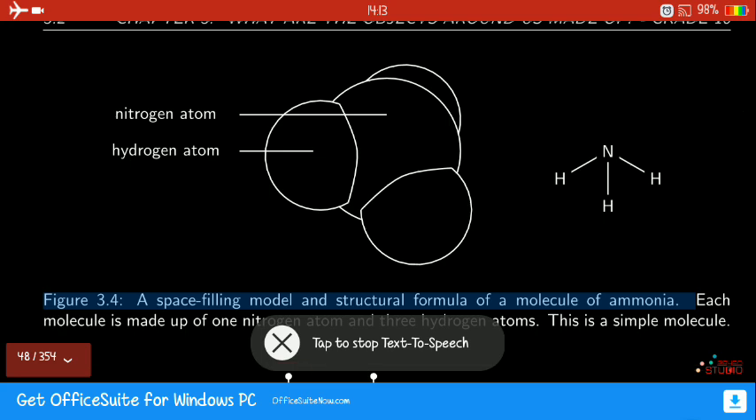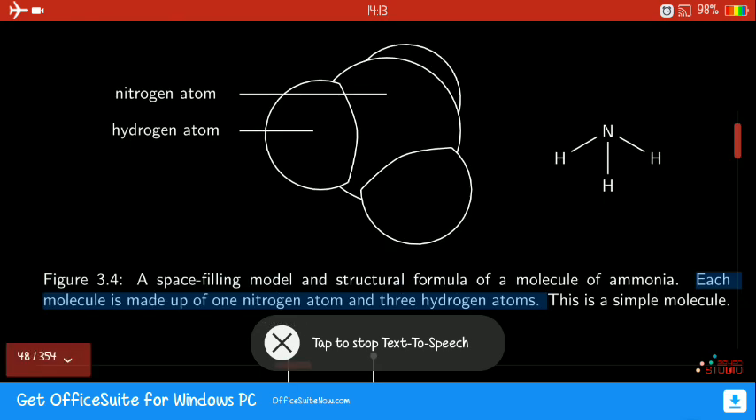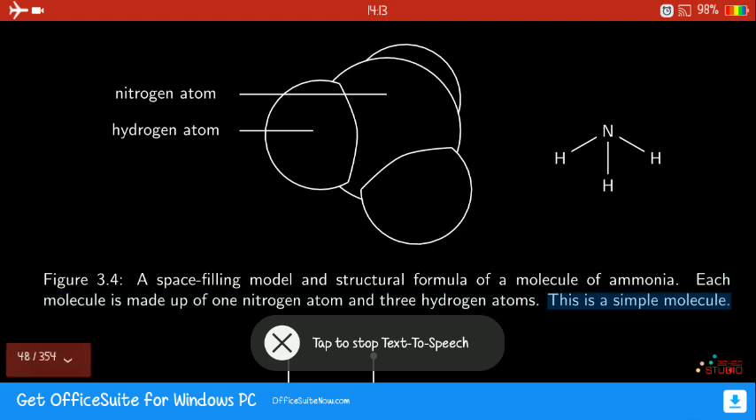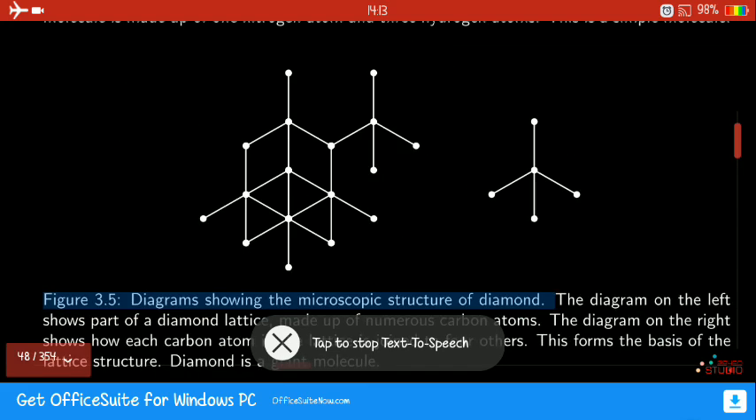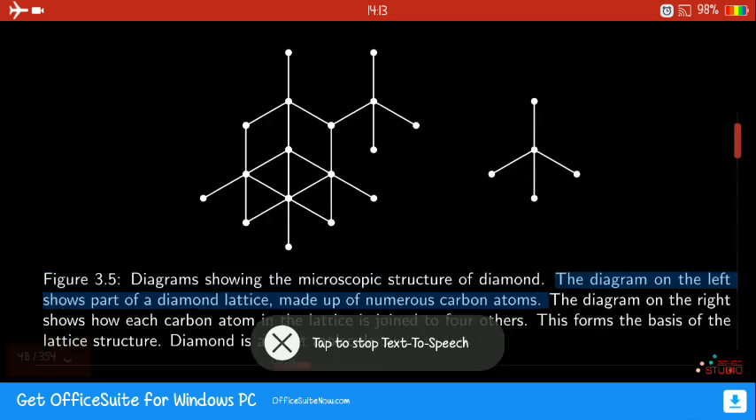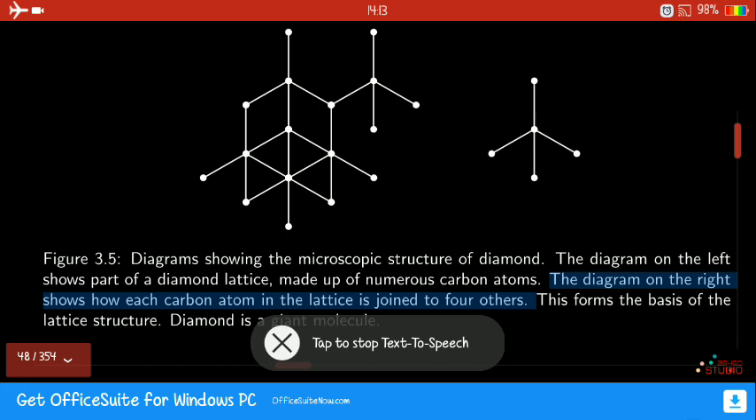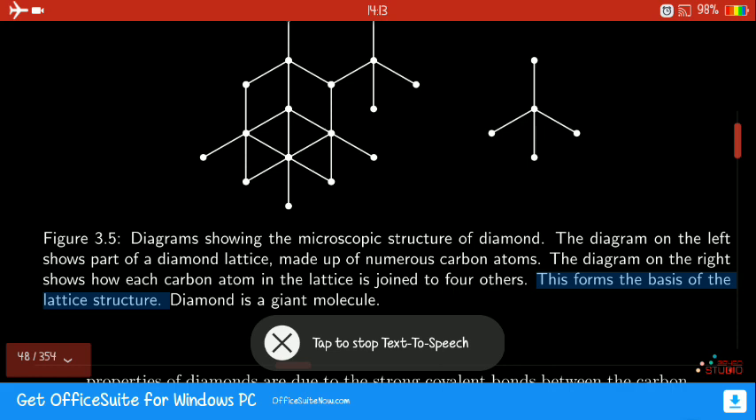Figure 3.4, a space-filling model and structural formula of a molecule of ammonia. Each molecule is made up of one nitrogen atom and three hydrogen atoms. This is a simple molecule. Figure 3.5, diagrams showing the microscopic structure of diamond. The diagram on the left shows part of a diamond lattice, made up of numerous carbon atoms. The diagram on the right shows how each carbon atom in the lattice is joined to 4 others. This forms the basis of the lattice structure. Diamond is a giant molecule.